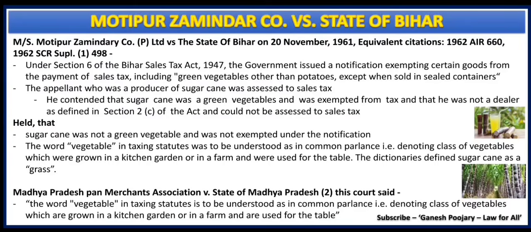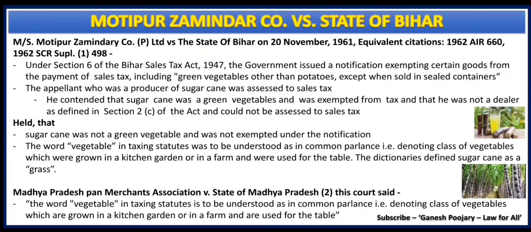Now, what is common sense? If I ask you whether sugarcane is a vegetable or not, what will be your answer? You will say, no, sugarcane is not a vegetable. Because we all know the common meaning of sugarcane, and it was first held in Madhya Pradesh Pan Merchant Association versus State of Madhya Pradesh, and then it was referred to in this case law, that the word vegetable in a taxing statute was to be understood in common parlance, that is, denoting the class of vegetables which were grown in a kitchen garden or in a farm and were used for the table.